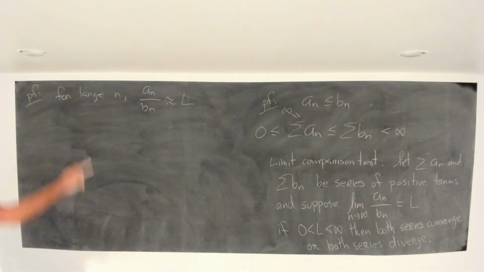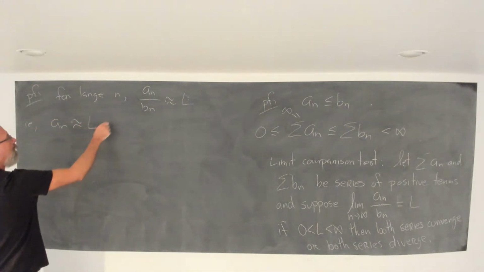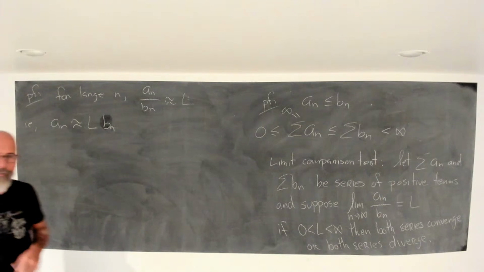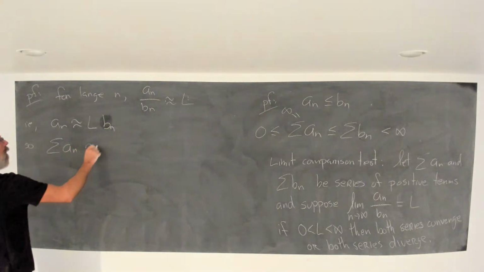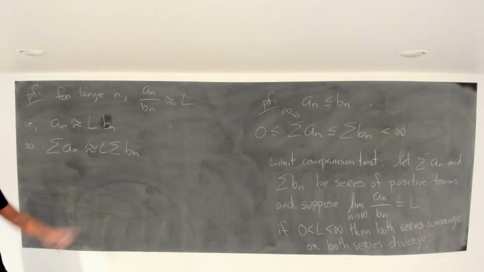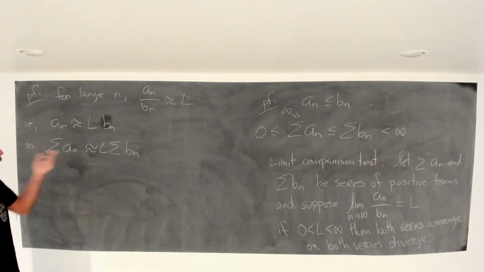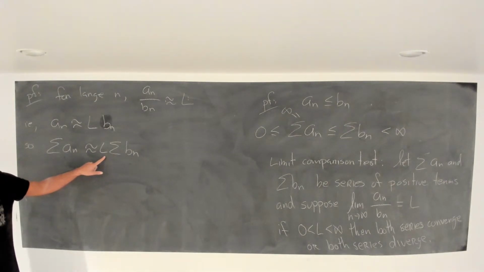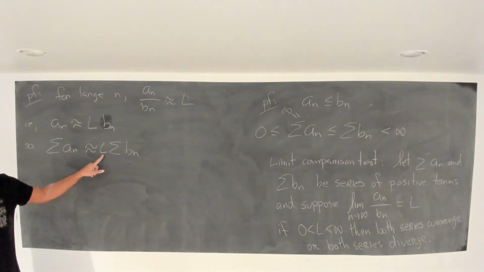So for large n, a_n is going to be approximately L times b_n. So the series a_n is going to be approximately L times the series b_n. So if this converges, then that one converges, and if this one diverges, then that one diverges. In other words, they behave more or less in the same way, as long as L is not zero, nor infinity.